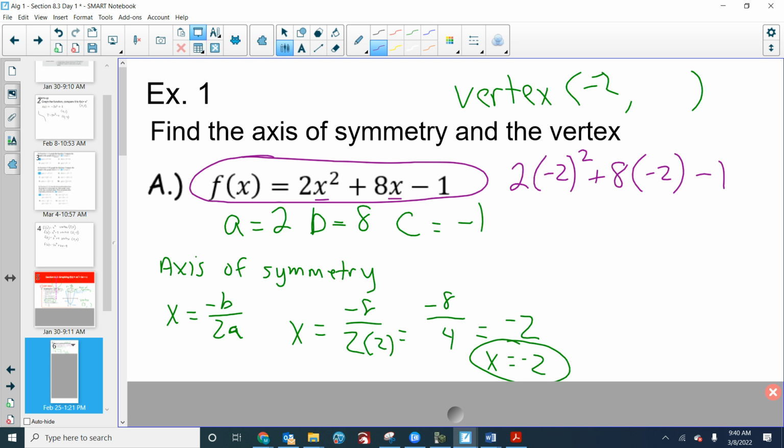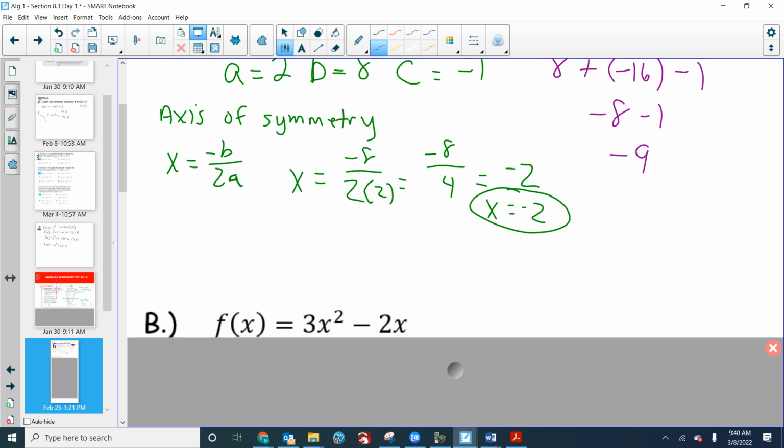This part right here would be 4, this would be 8, this would be -16 minus 1. Well, what's 8 minus 16? Negative 8, minus 1 is -9. That's the right answer. So, guys, our vertex is -2, -9. That's the vertex. All right, let's try another one.